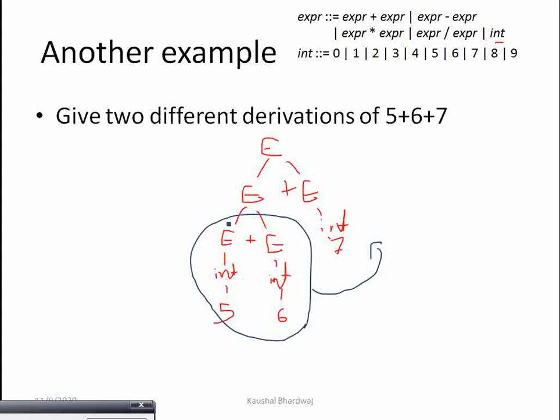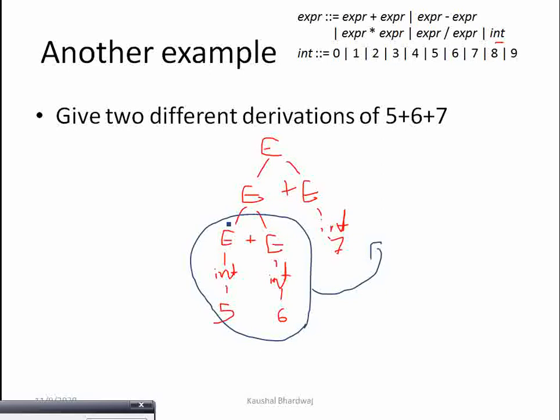So if this is happening, then you can have two different derivation trees for the same thing, 5 plus 6 plus 7. Having two different derivation trees means that it is ambiguous. You have seen two different examples: in the first case you had two different operators, and now you have the same operator, and still the problem is there.